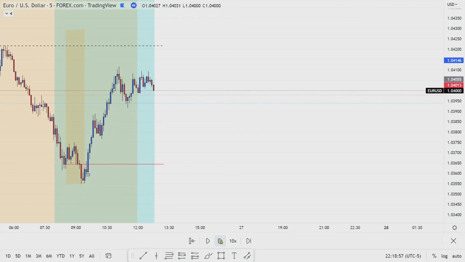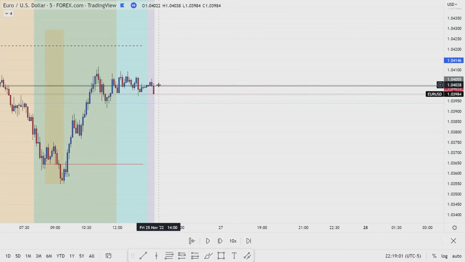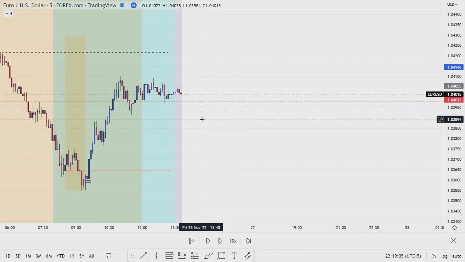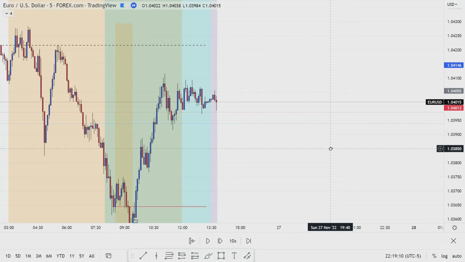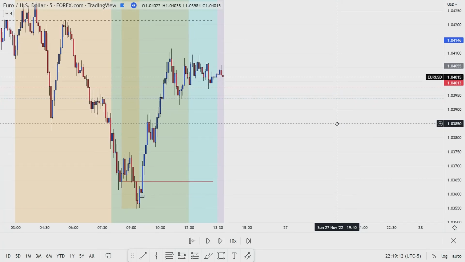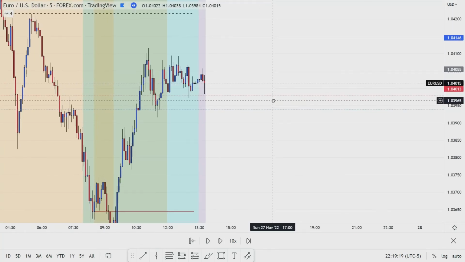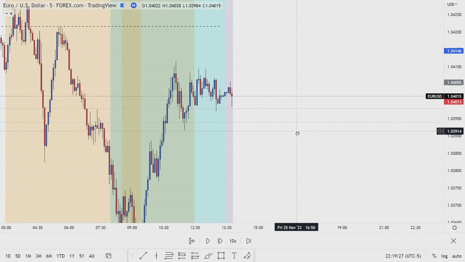So we get into that 12 p.m. all the way to 1:30 p.m. marked by the blue area, and the purple area marking that start of the New York afternoon session. So we have this New York afternoon session starting here. Now we are in a premium market because of that 8:30 opening down here. We're above that, so we're in a premium market.